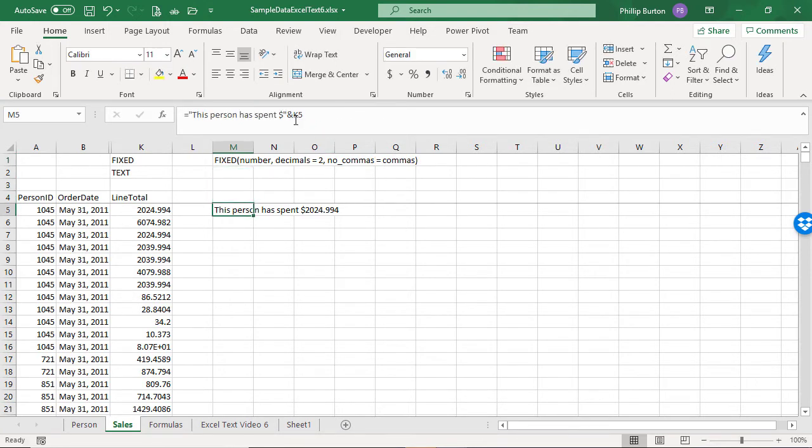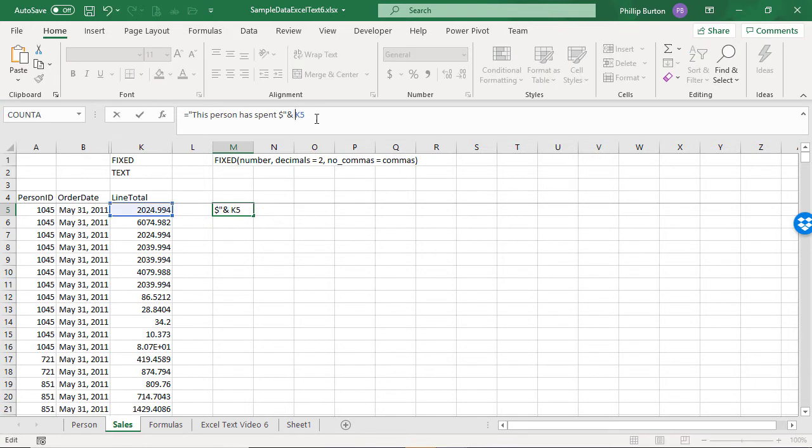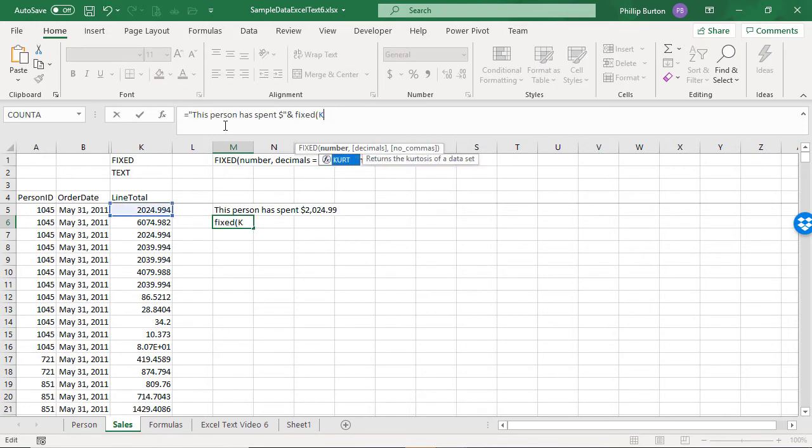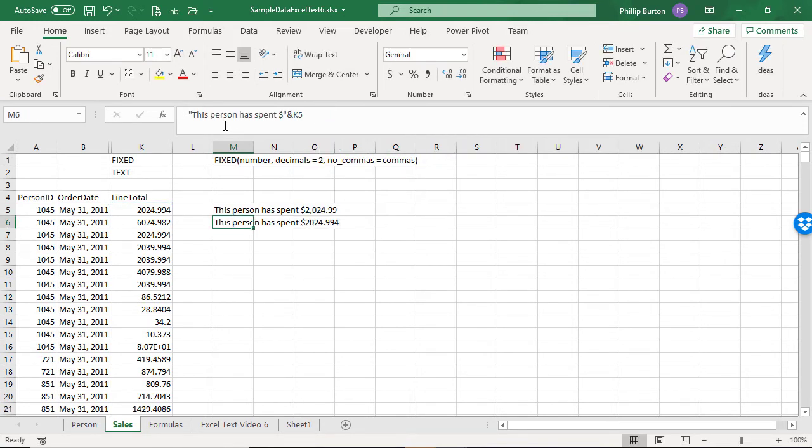So let's change this, which is an implicit conversion, into an explicit conversion using the fixed formula. So here we have K5, and we could just leave it at that. Notice the difference. This is our new version, this is our previous version. So you can see we have a 1000 separator, and we have the number of decimal places being fixed to 2 decimal places.